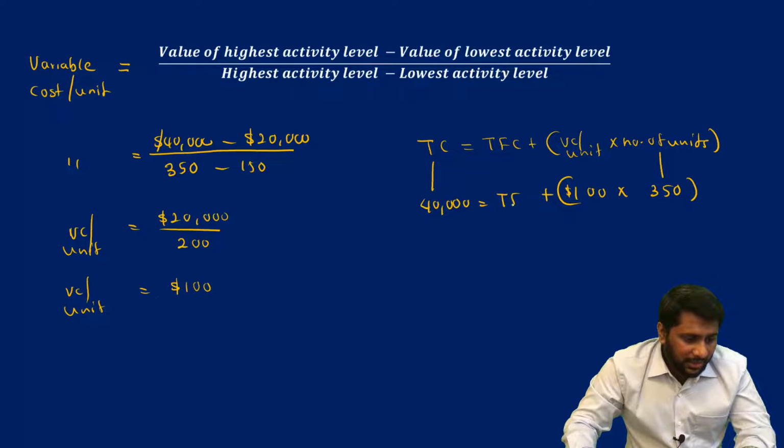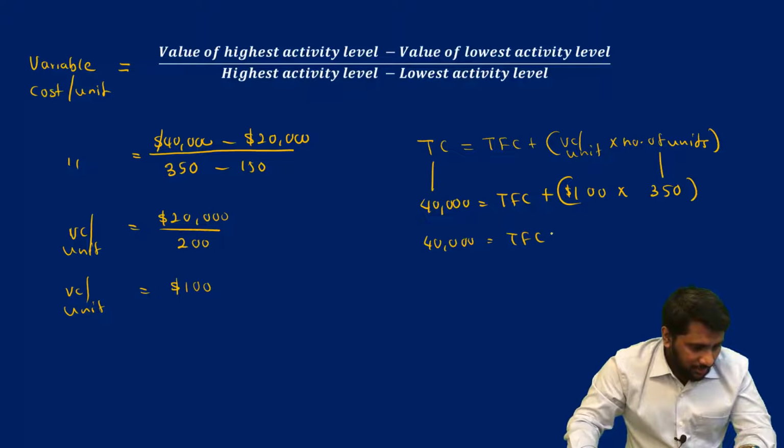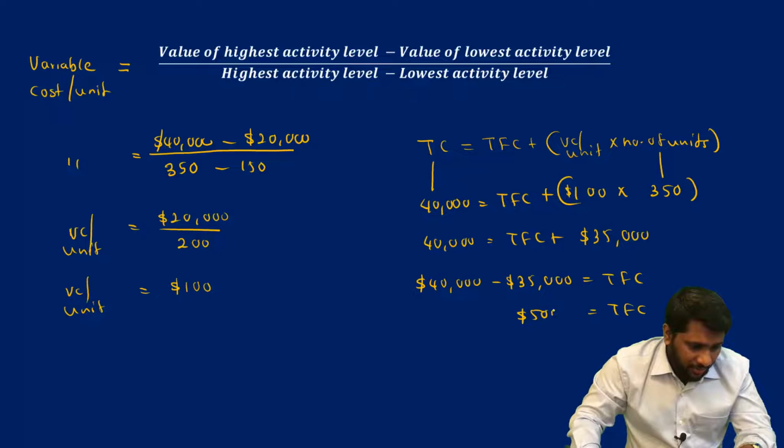So you don't know what the total fixed cost is. So 40,000 equals your total fixed cost plus 350 into 100. So you are getting a value of 35,000. So that is your total variable cost. So how much is going to be your total fixed cost? 40,000. Take this 35,000 to the other side, negative 35,000. 40,000 minus 35,000 is your total fixed cost. So how much is your total fixed cost? It is 5,000 US dollars.